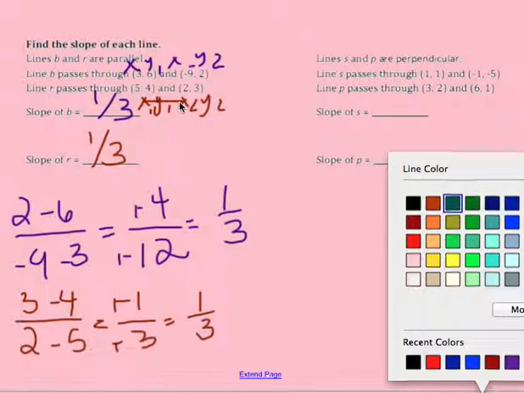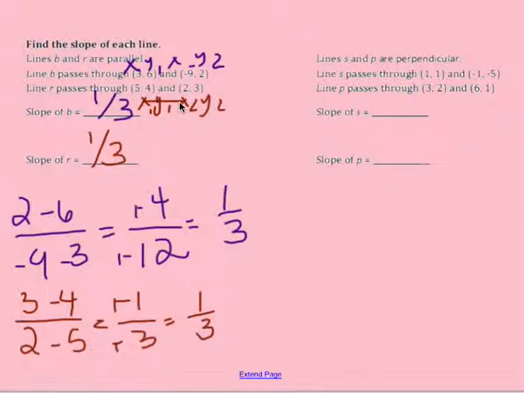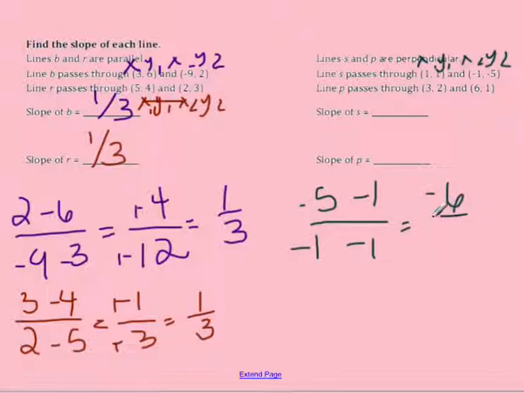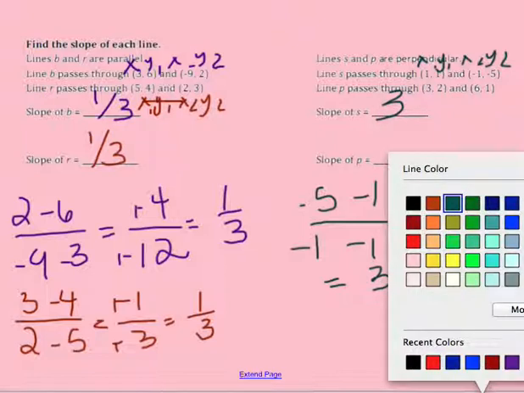Now we know that S and P are perpendicular, so we're going to calculate the slope between them. So we have x1, y1, x2, y2. So we have y2 minus y1 over x2 minus x1. Well, negative 6 minus 1 is negative 6. Negative 1 minus 1 is negative 2. Negative 6 divided by negative 2 is a positive 3. So the slope of S is a positive 3.